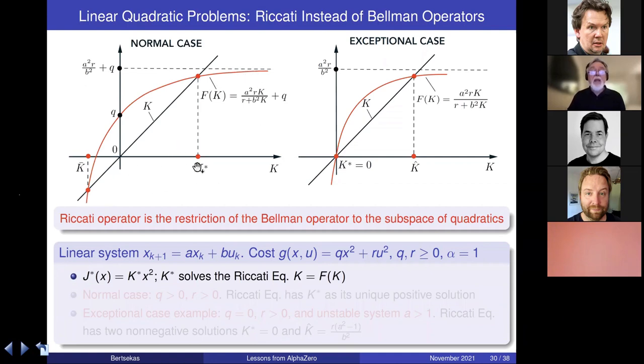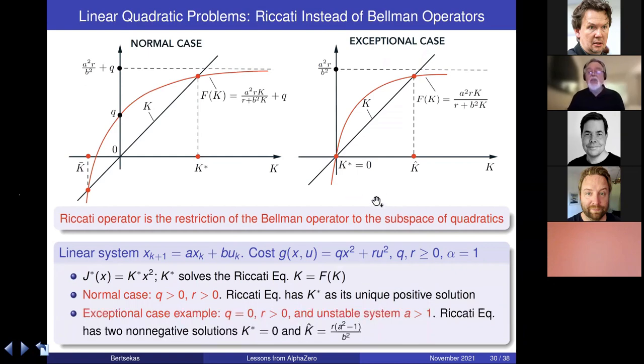And the solution of the Riccati equation is obtained by the intersection of this 45 degree line with the red graph here. Actually, there are two solutions. However, there's a unique solution that is positive, and this other solution is not positive. In fact, this is true for multidimensional problems. The normal case is when Q and R are positive and K star is the unique positive solution.